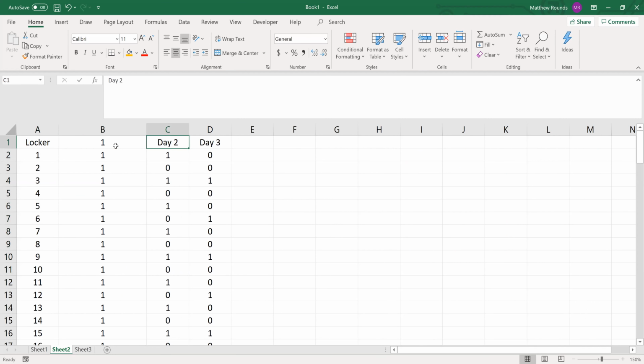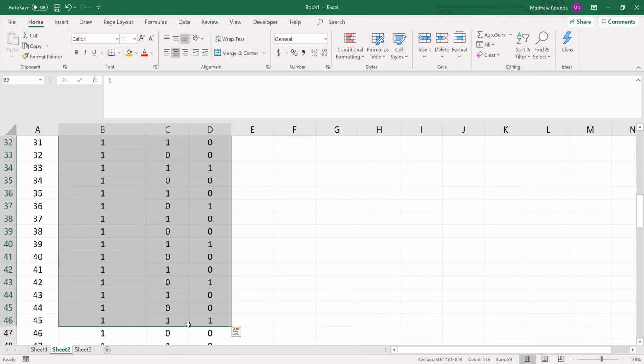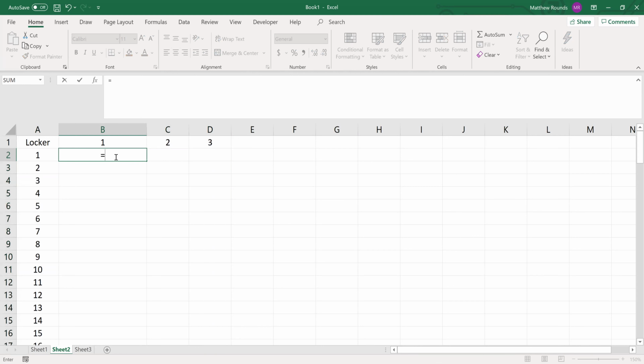So let me do it this way, 2, 3. All right, so equals MOD of this number, comma, this number. Let's hold the A, and let's hold the B. Okay. IF equals 0, comma 1, comma 0.